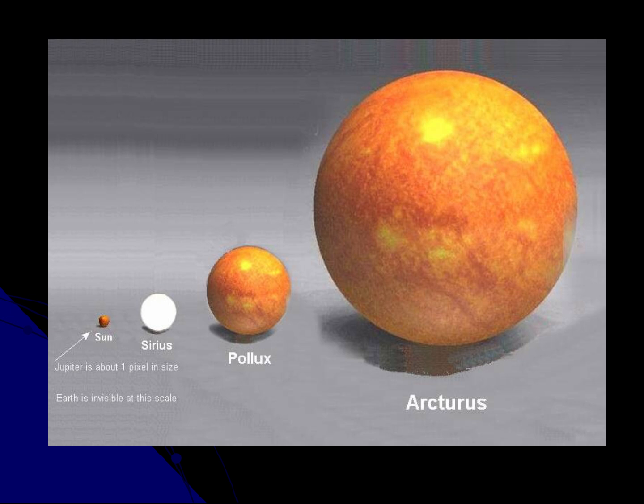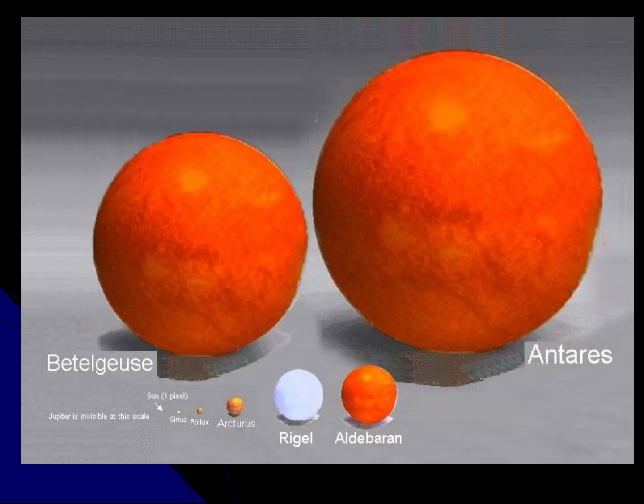Now here you see the Sun and Sirius, both main sequence stars, as much smaller than Pollux and Arcturus, which are both giant stars. Now, notice how small giant Arcturus looks compared to the supergiants Betelgeuse and Antares. You may recognize a lot of these names as those of stars we've already talked about in this class. So does that mean that lots of stars are giants and supergiants?